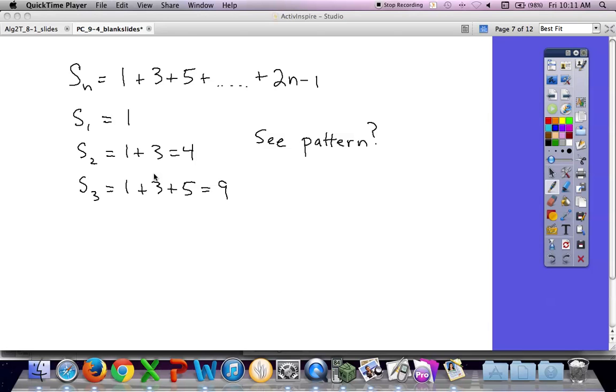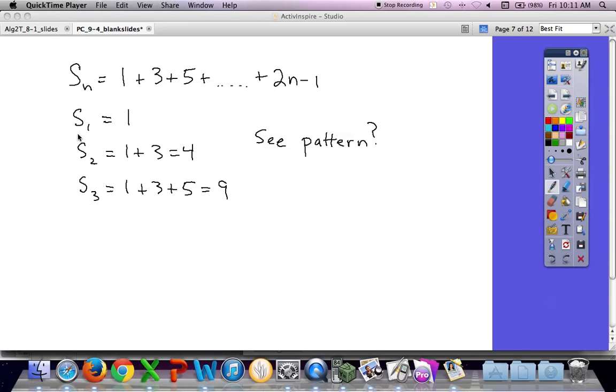So here's a formula, right? The sum, S, capital S, of n terms of this arithmetic sequence, right? 1, 3, 5, arithmetic, what's the common difference? Looks like it's 2, right? The nth term of the sequence is given by this formula, 2n minus 1.